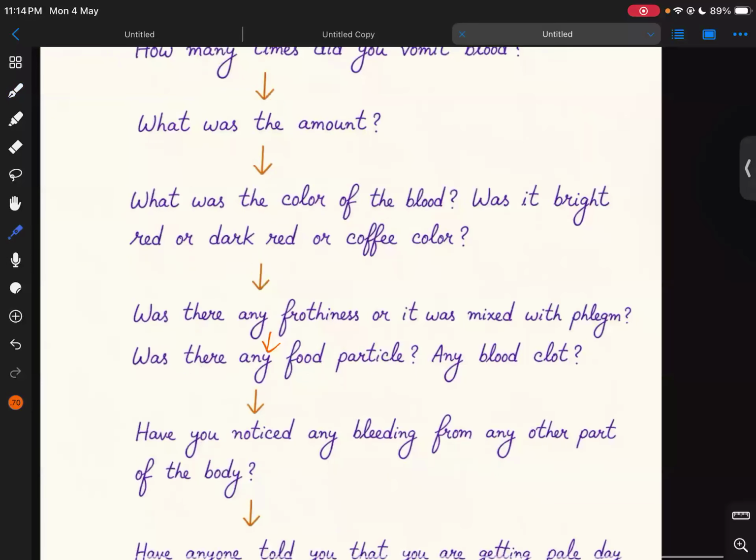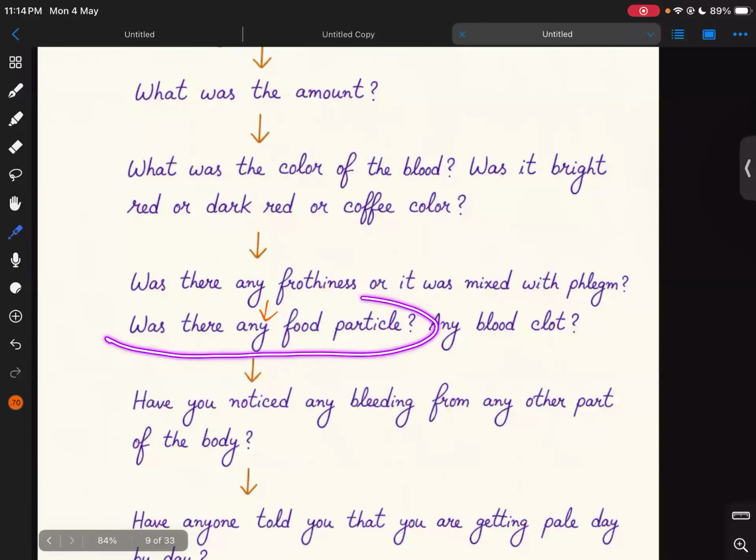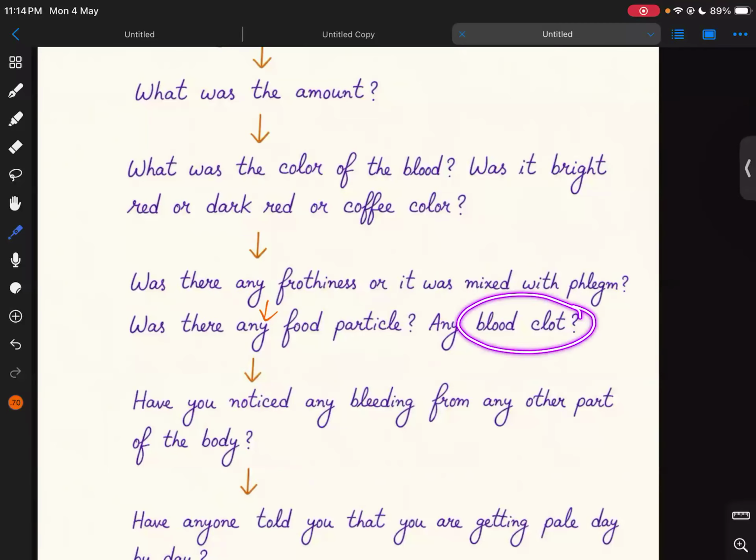Then the next question is, was there any food particle? Was there any blood clot? Presence of food particle or presence of blood clot means the bleeding is coming from the stomach, because whenever blood comes in contact with hydrochloric acid of the stomach, it will result in blood clot formation.